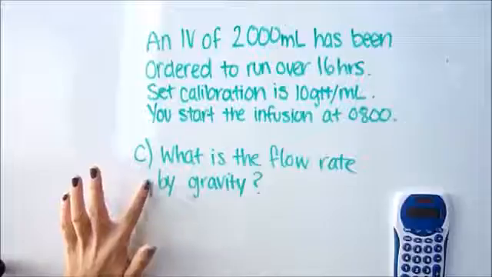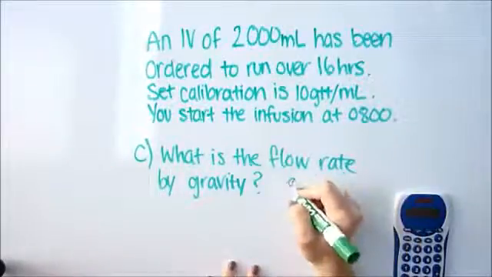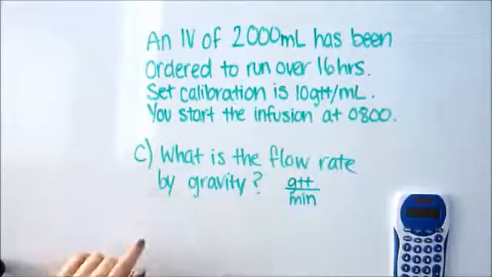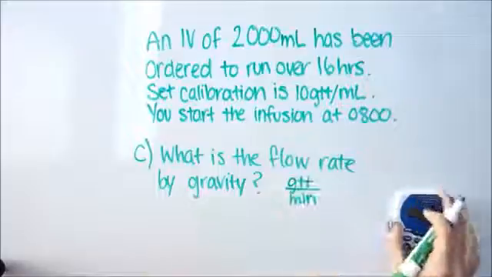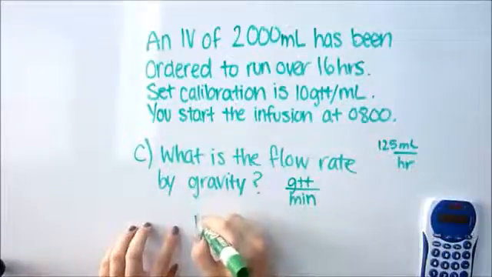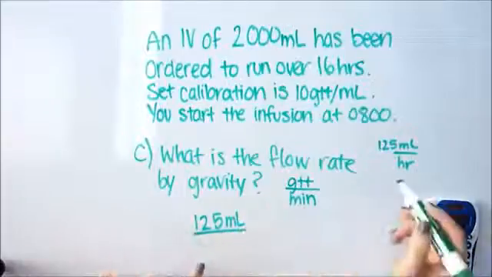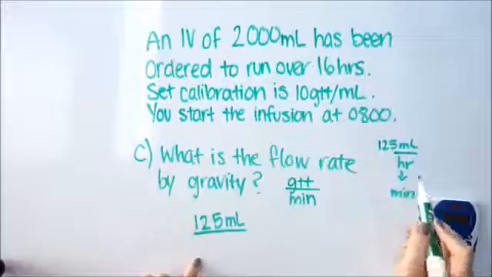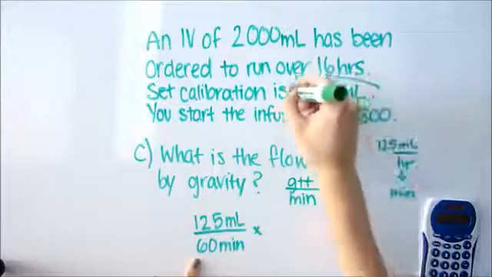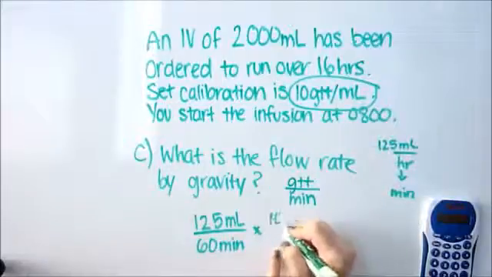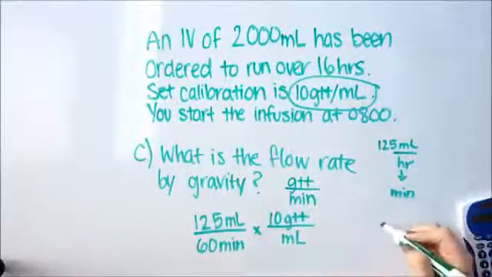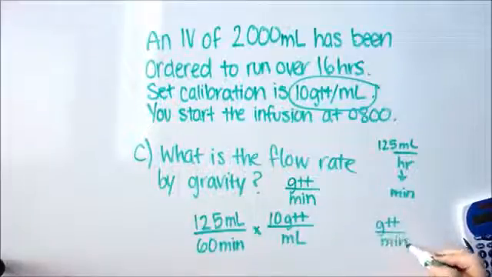So now we're going to figure out what is the flow rate by gravity. And flow rate by gravity basically means drops per minute. Okay? So if you remember in our previous question for B, it was 125 ml per hour, right? I'm just going to write that right here because we're going to need that. So we're going to use 125 ml. And remember, hours, we need minutes, right? Hours to minutes, which is 60 minutes in an hour, multiplied by our calibration, which is 10 gtt per ml. Because we're looking for drops per minute. So again, I'm going to write that over here one more time.